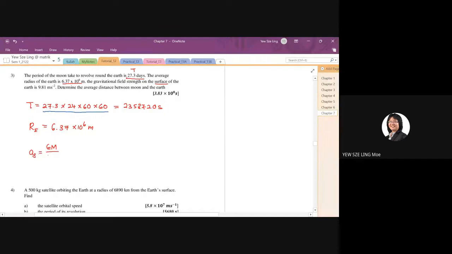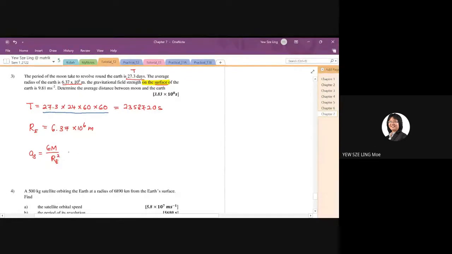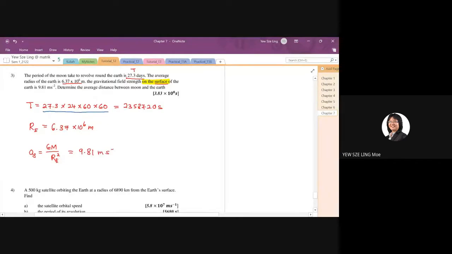Why do I want to write this equation? Because the question mentions the gravitational field strength on the surface, so there must be a purpose. So it's GM over RE squared, which equals 9.81. I substitute the R first. There must be a reason why it mentions the gravitational field strength on the surface. So I write it down first by using RE.